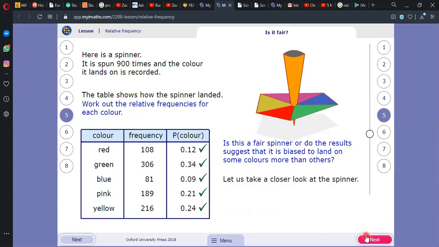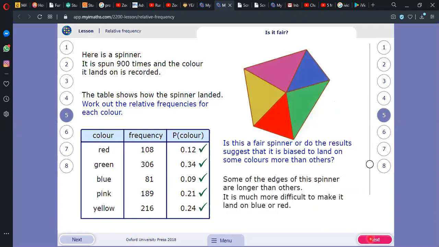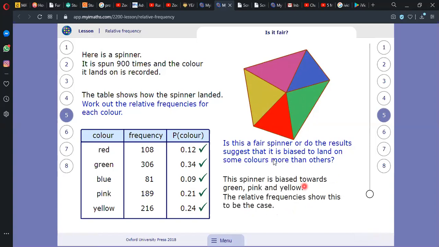Now, let us take a closer look at the spinner. See the spinner now? It's actually biased. Some of the edges of this spinner are longer than others. It is much more difficult to make it land on blue or red. Those are the smallest triangles, not as big as the others, so it might not land there. The spinner is biased towards green, the bigger triangle, and biased towards pink and yellow. So that is that about that.